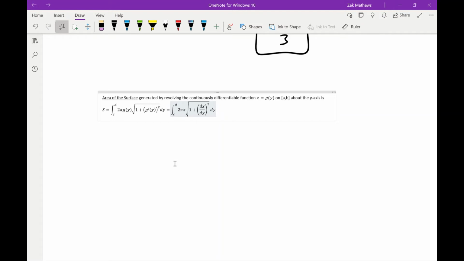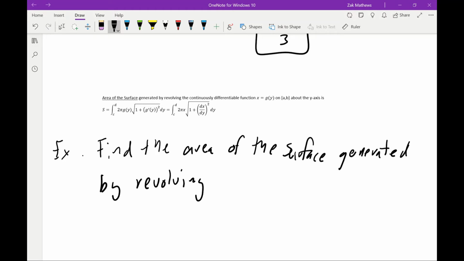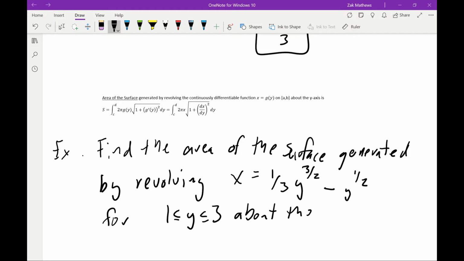And so we'll do an example with these. Let's find the area of the surface generated by revolving x is equal to 1/3 y to the 3/2 power minus y to the 1/2 power for y values between 1 and 3 about the y-axis.